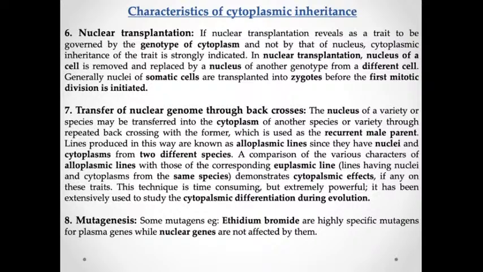In nuclear transplantation, mainly the nucleus of the cell is removed and replaced by the nucleus of another genotype from a different cell. Generally, nuclei of somatic cells are transplanted into zygotes before the first mitotic division is initiated. Further, in this case there is transfer of nuclear genes through backcrosses. And last but not least, mutagenesis: mutagens such as ethidium bromide highly affect the plasma genes, whereas the nuclear genes are not affected.